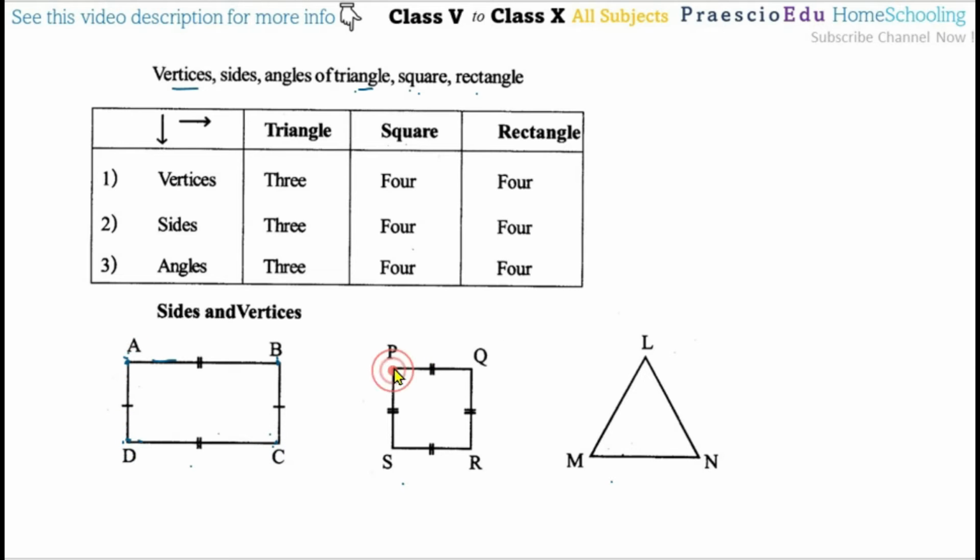Likewise, a square also has four vertices and a triangle has three vertices. So in a triangle there are three vertices, square four and rectangle also four. Likewise, now sides means these sides. In a rectangle there are four sides, a square also has four sides, but a triangle has three sides. Then angles: a square has four angles and a triangle has three angles. So three angles in a triangle and four angles in each square and rectangle.